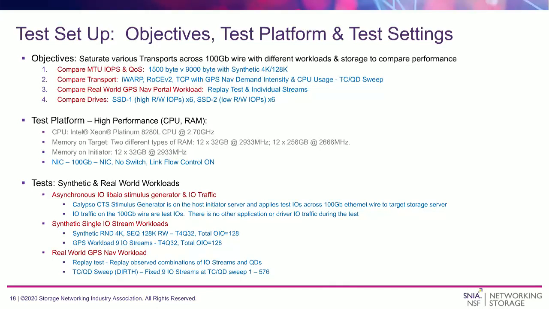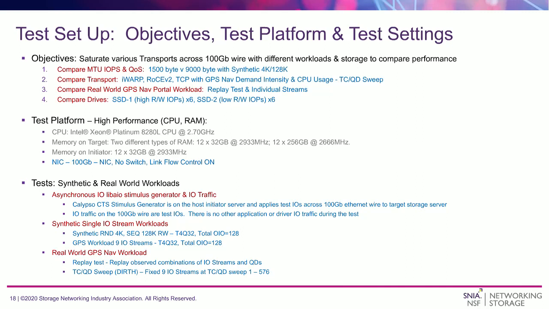Okay, so looking at the test plan, objectives and setup, again, this is repeating, but the objectives compare the MTU, looking at IOPS and quality of service. Quality of service means the response times at 5 nines. So 99.999 of 100,000 IOs are used. 1 IO per 100,000 is thrown out. We compare the transports. So the 2 RDMA offloads are iWARP and RoCE v2, and then we look at the TCP. And we look at this looking at a thread count QDEP sweep to look at demand intensity and saturation.